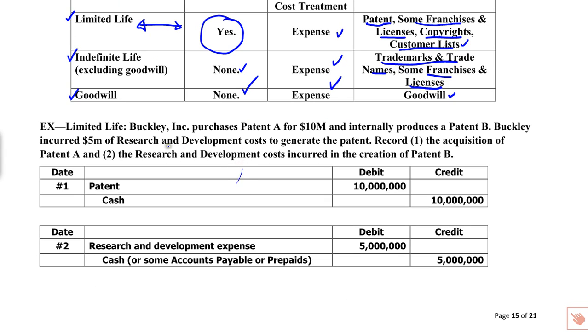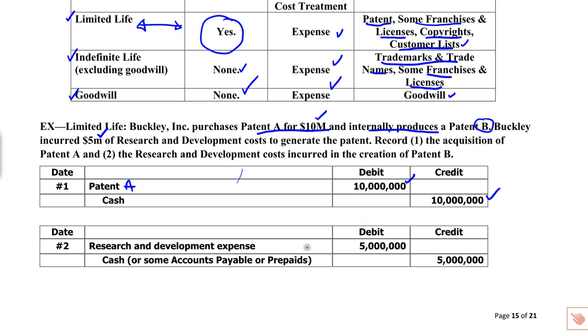Okay, so here's a real quick example. Buckley purchases a patent for $10 million, and they patent A, and they internally produce patent B. So they bought one for $10 million. They had their team develop a patent internally for $5 million in research and development costs. We're going to record the acquisition of each. So whenever a patent is purchased, and I should say patent A to be clear, you definitely record it as an asset, just like buying a truck or a building.